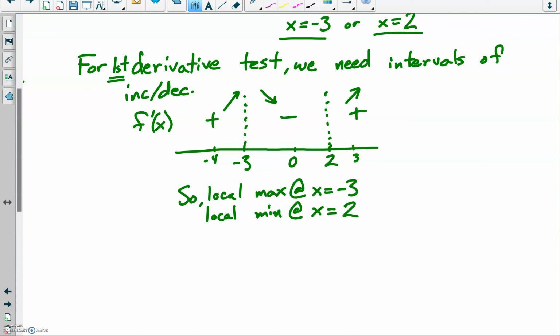That's all you really need to do. So the sign chart takes a little bit to do, but if you have to use the first derivative test, that's how you do it.